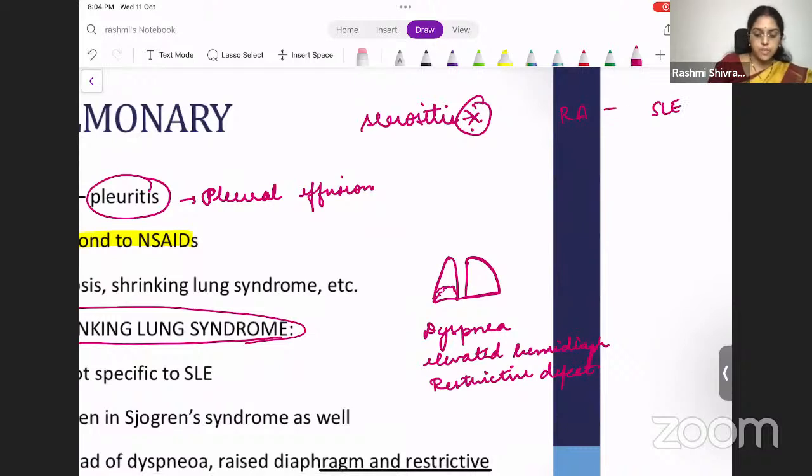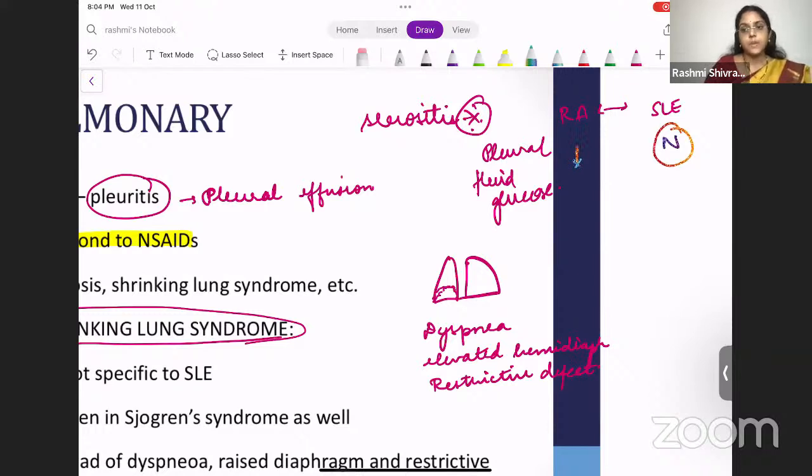So how will you differentiate between these two? You have to do what is called pleural fluid glucose. You need to do pleural fluid glucose in these patients. So what do you expect in these patients? In SLE, the pleural fluid glucose will be normal, whereas in rheumatoid arthritis, the pleural fluid glucose will be low. Okay? Because the patient will have constitutional symptoms, they can have also arthritic symptoms, and the patient will present to you with pleural effusion.